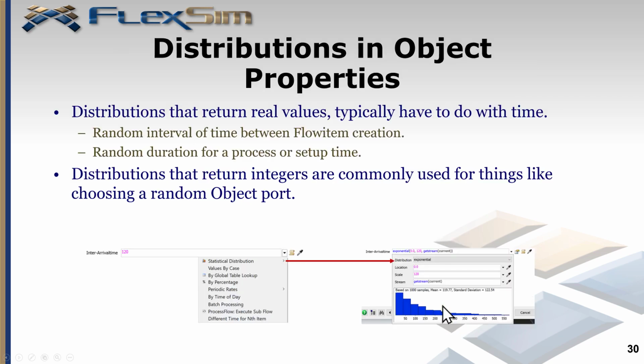Distributions that return real values typically have to do with time, like the random interval of time between flow item creation, or the random duration for a process or a setup time. Whereas distributions that return integers are commonly used for things like choosing a random object port in your model.